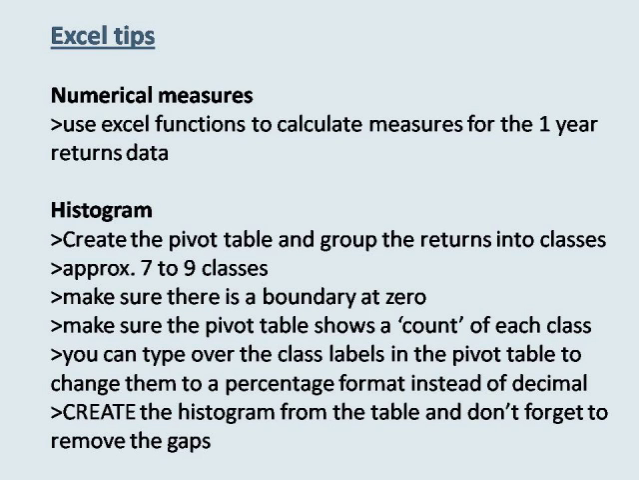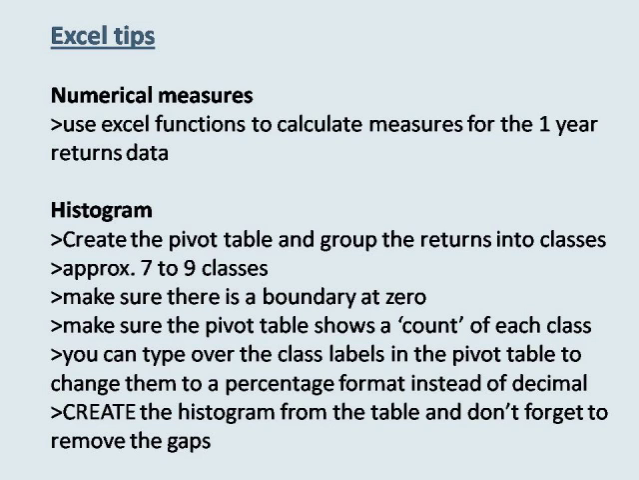Create the pivot table and group the returns into classes, keeping in mind that we should be aiming for 7, 8, 9 classes for this amount of data. It is also useful to be able to easily distinguish between positive and negative returns in this context. So it is useful to make sure that there is a class boundary occurring at 0. Remember, you can just try some different class widths with the grouping in Excel and look at the results to help you decide what would be a good class width to use.